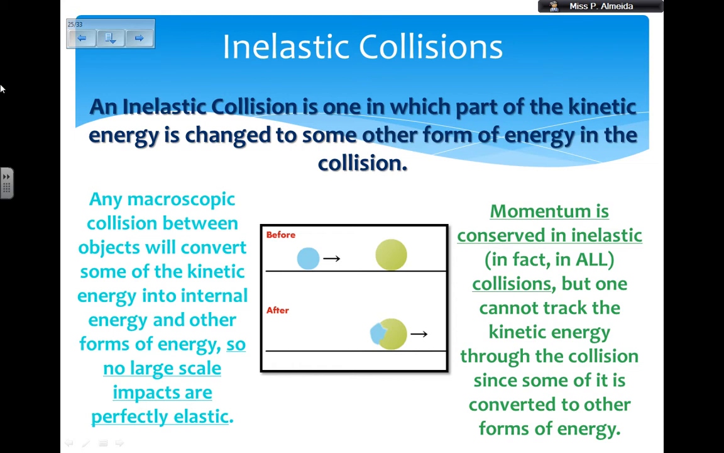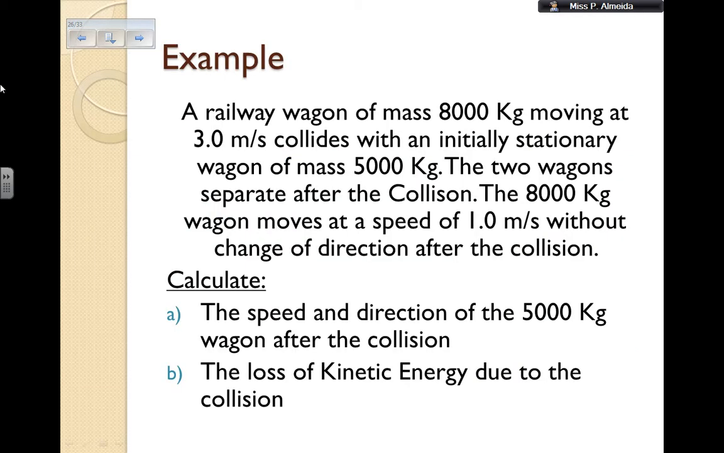And I don't like to say wasted, it's converted into another form. So let's look at an example. I have a railway wagon of mass 8,000 kilograms, moving at 3 meters per second, and it collides with an initially stationary wagon of mass 5,000 kilograms, and the two wagons separate after the collision.